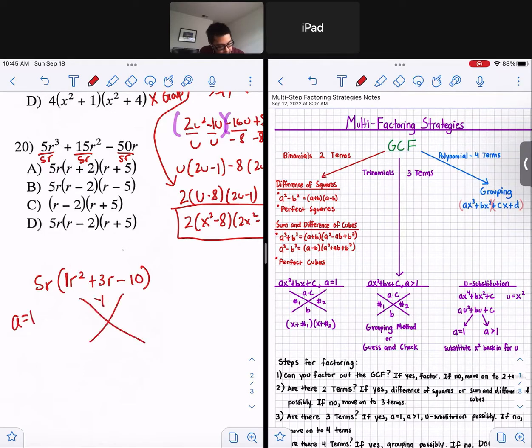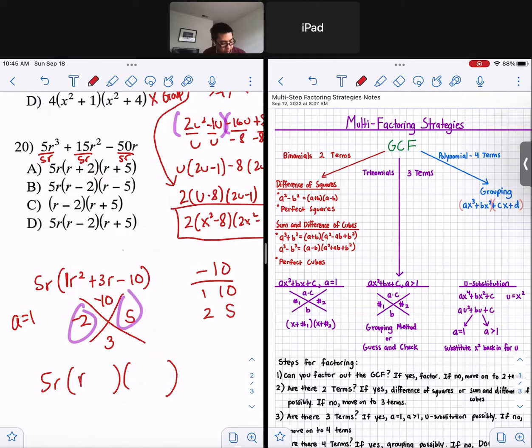So when we do our x method, we just gotta use the 2 side numbers. And the only combination that works is 2 and 5. One of these gotta be negative because a negative times a positive gives you a negative. But we gotta add up to 3, so it's gotta be 2 is negative. 5r, and because a is equal to 1, just use the 2 side numbers, right? r minus 2, r plus 5, D.